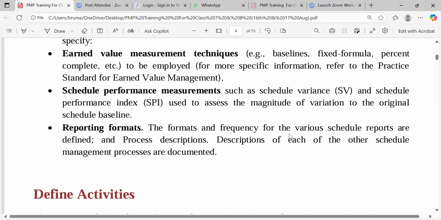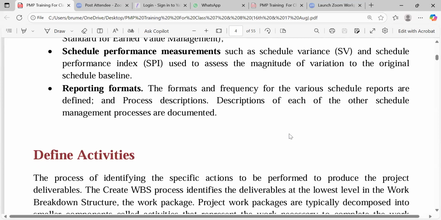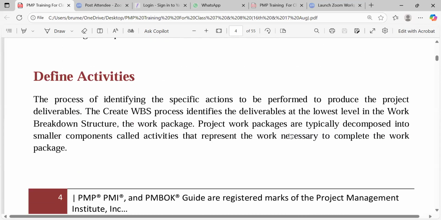Remember our output? Our output is the schedule management plan. Now we have the schedule management plan, we move on to the next phase, which is define activities. This is the process of identifying the specific actions to be performed. The specific actions must be those that will produce the project deliverables. The create WBS process identifies those deliverables at the lowest level. In the work breakdown structure, remember we talked about the work packages, which are the lowest level in the create WBS process.